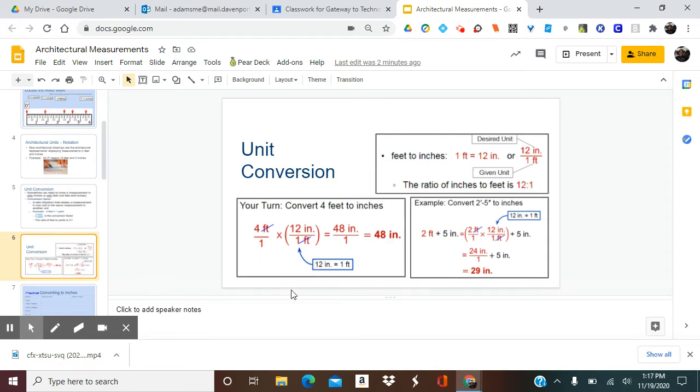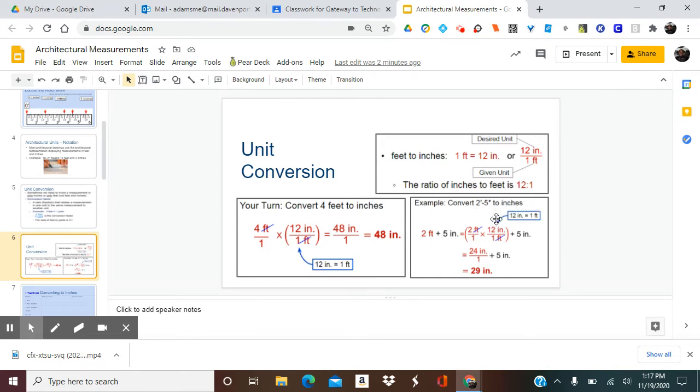So if I have a doorway that is 4 feet, I need to figure out how many inches that is so I can get the right size door. So I'm going to do 4/1 times 12/1. Okay, so we're going to multiply those. And then 4 times 12 is 48. Okay, so it'd be 48 inches. The next thing we're going to do is converting feet to inches.